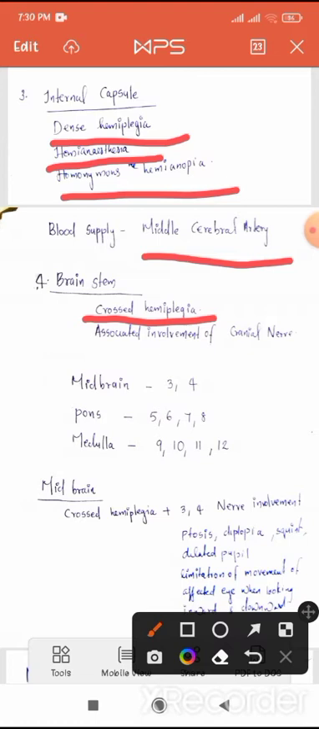Next, in the midbrain, we have the nuclei of the third and fourth cranial nerves. In the pons, we have the nuclei of the 5th, 6th, 7th and 8th cranial nerves, and in the medulla we have the nuclei of the 9th, 10th, 11th and 12th cranial nerves. So we have to learn: in the midbrain the third and fourth, in the pons 5, 6, 7 and 8, and in the medulla 9, 10, 11 and 12. Okay.